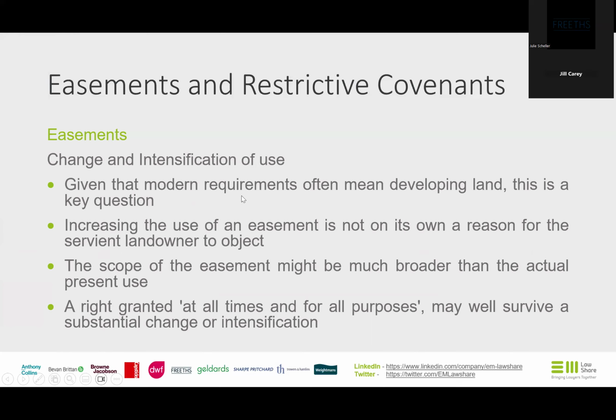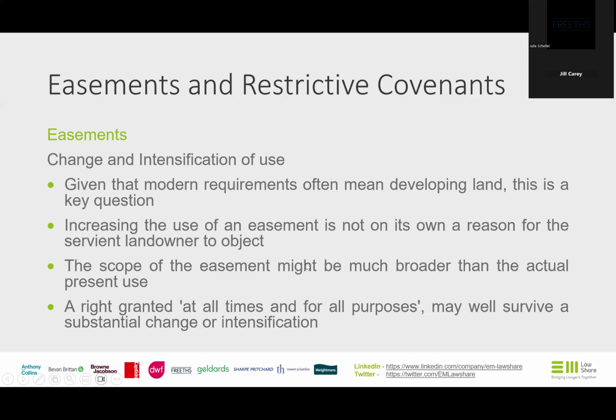Easements, we're looking at again, a key question will be what would happen if you change how you're using your land or if you greatly increase the use of the easement. It can be a big issue here, for example, where one house might be being demolished and several new houses being built. Given that modern requirements often mean development, it's a question that we see all the time.